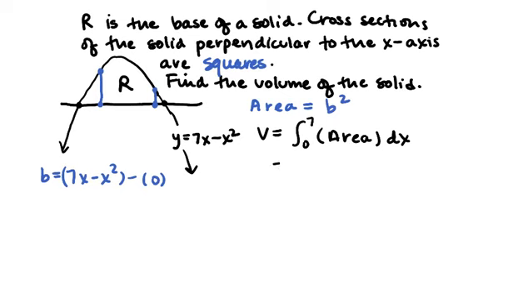We've got area as base squared. So I'm going to take the base, which is 7x minus x squared, and I'm going to square it. And then you can carry out that integration on your own. If you were to try to do this by hand and not use technology, you would need to square the integrand first. You would need to actually expand that binomial, but then it wouldn't be too hard. That's definitely something you could do.